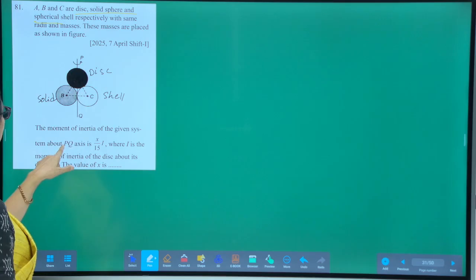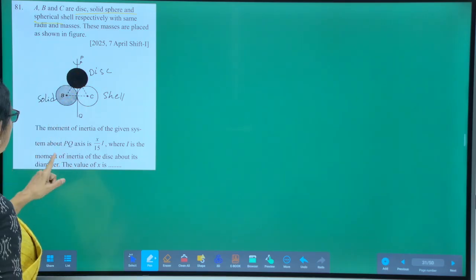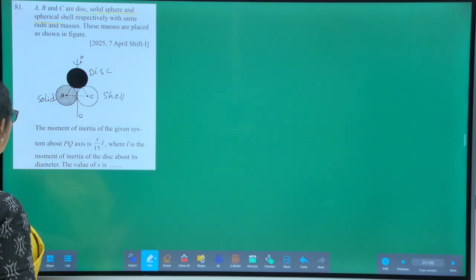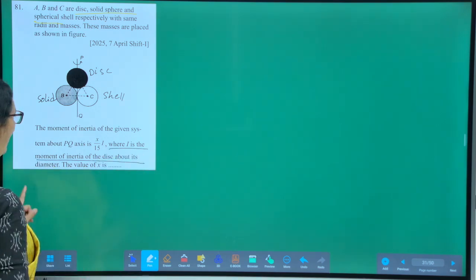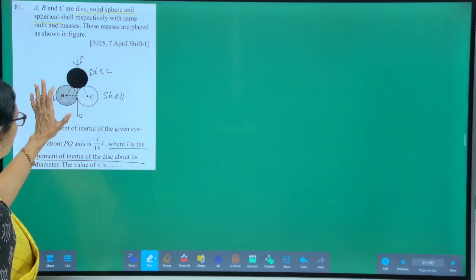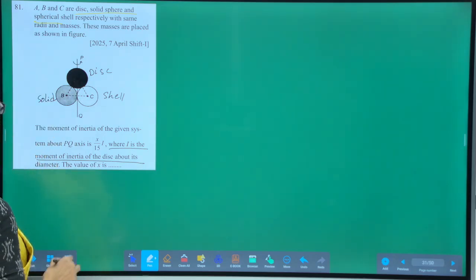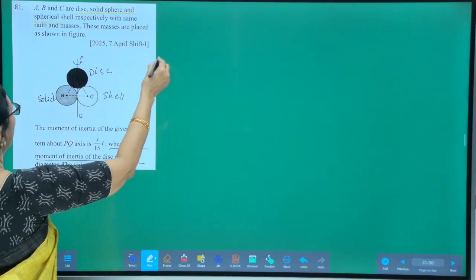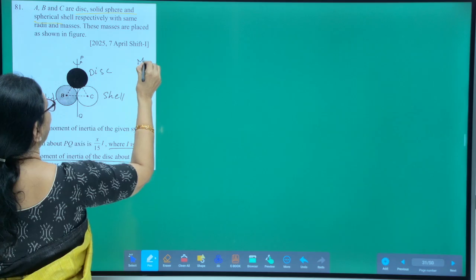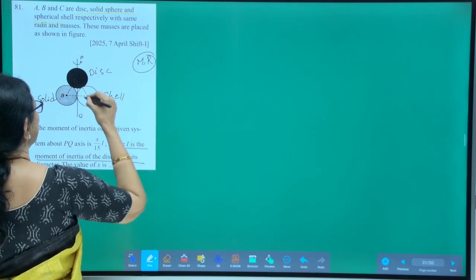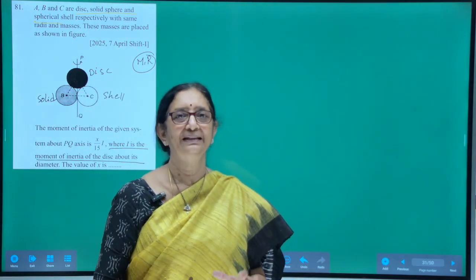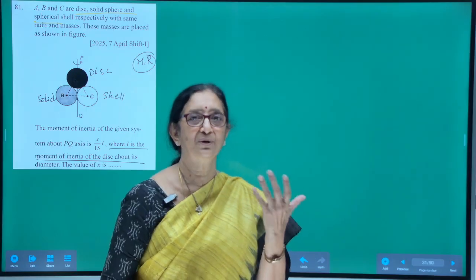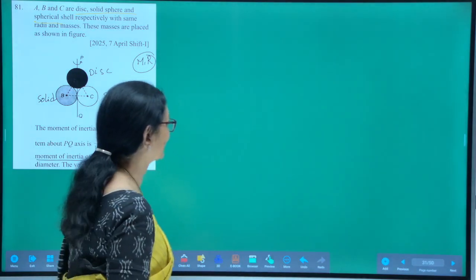Moment of inertia of the given system about this axis, where I is the moment of inertia of the disc about its diameter. So, follow this very carefully. All of them have the same mass and radius. It is shown here that they have the same radius. They did not mention anything about mass, so we have to assume they are of equal masses.